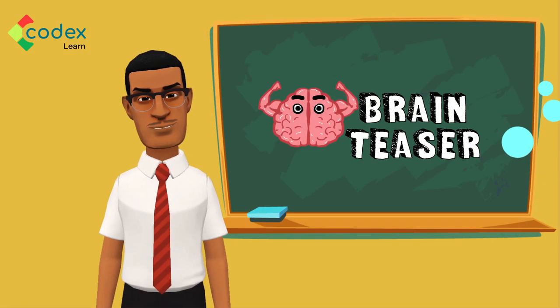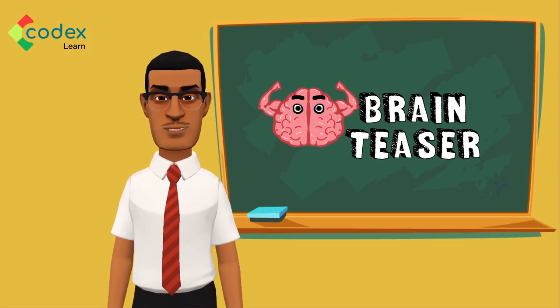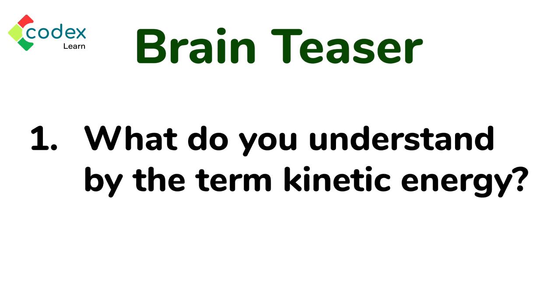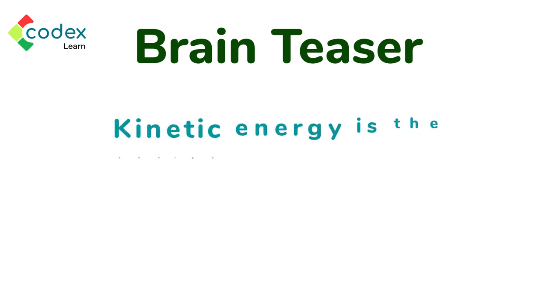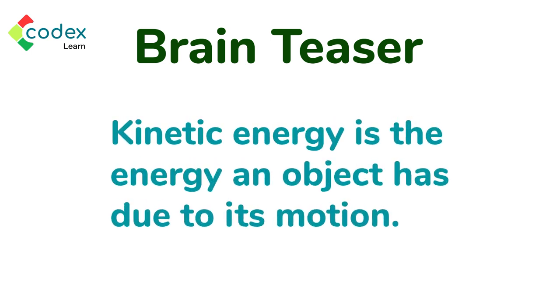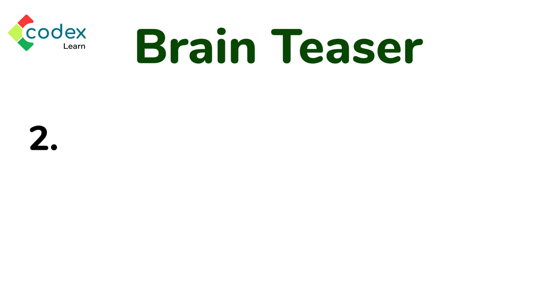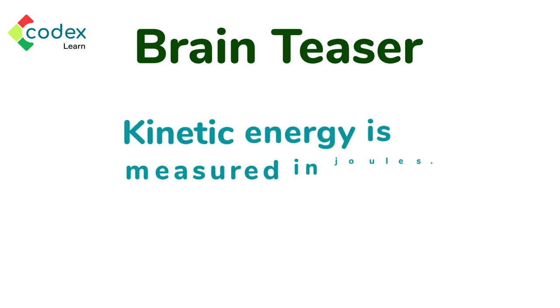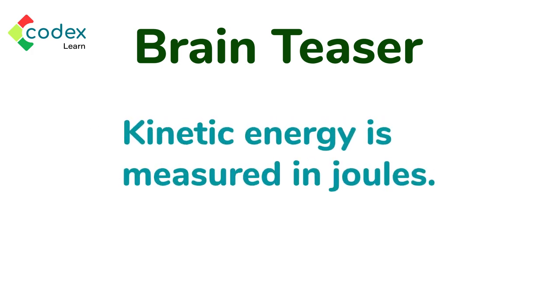Great! It is time for me to know how well you understood the lesson. Let's start with some questions. Number 1. What do you understand by the term kinetic energy? Yes, that's correct. Kinetic energy is the energy an object has due to its motion. Number 2. How is kinetic energy measured? You're absolutely correct. Kinetic energy is measured in joules.